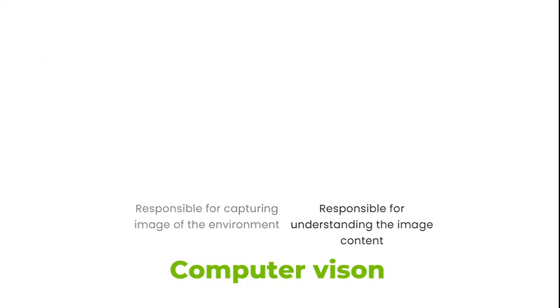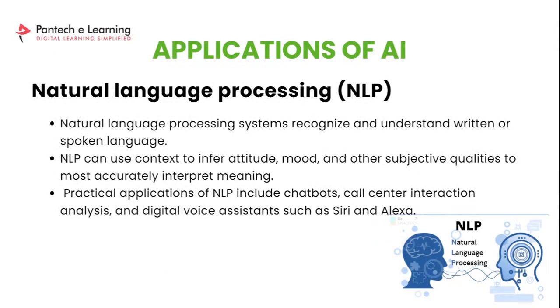And the last thing is NLP, natural language processing. A natural language processing system recognizes and understands written or spoken language. In more sophisticated applications, NLP can use context to infer attitude, mood and other subjective qualities to most accurately interpret meaning. Practical applications of NLP include chatbots, call center interaction analysis, and digital voice assistants such as Siri and Alexa. So this is all about the introduction to Nvidia, AI and everything.